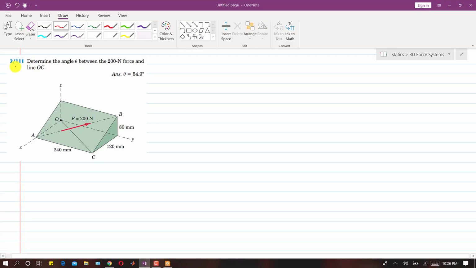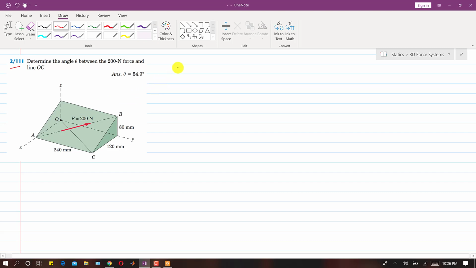Now I am going to solve this problem 111. In this problem it is said to determine the angle between the 200 Newton force and the line OC. So we need to determine the angle theta between this OC line and this force F.